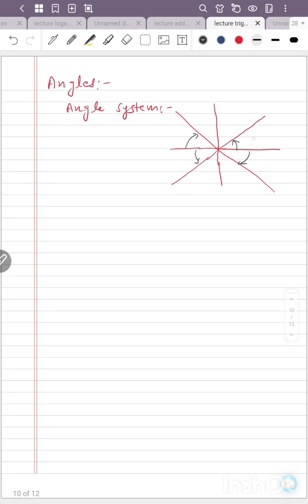Here you can write theta, and here you write pi minus theta, and in the third quadrant it will be pi plus theta, and in the fourth quadrant it will be 2 pi minus theta. Okay dear friends, hopefully you can understand the angle quadrant system. We have to solve some questions on the quadrant system.